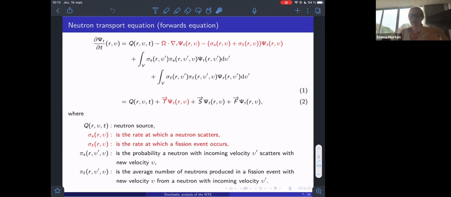Or I could also have had a neutron capture or an event happen, which happens at this combined rate, sigma S and sigma F. Sigma S is the rate at which a scattering event happens, and sigma F is the rate at which a fission event happens. So I could have had one of these events happen, and this is denoting that possibility.